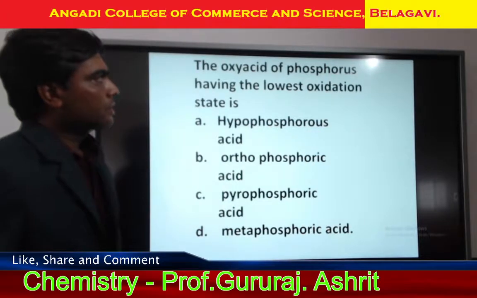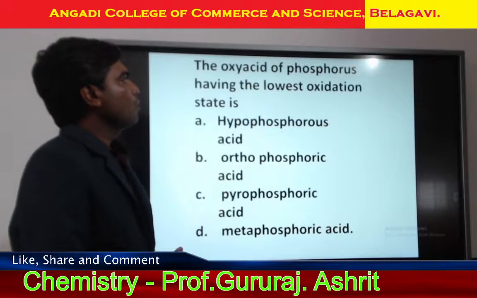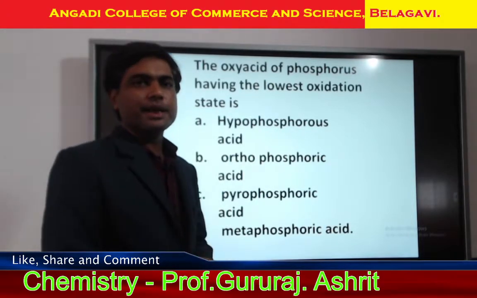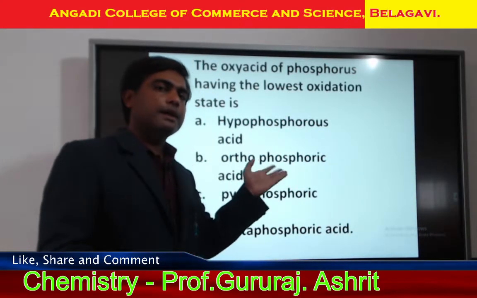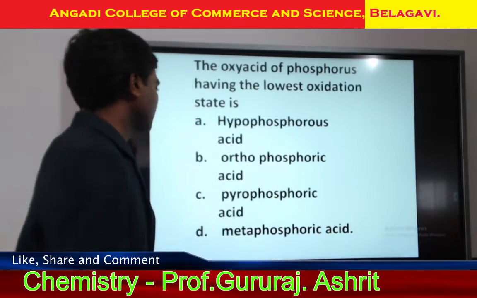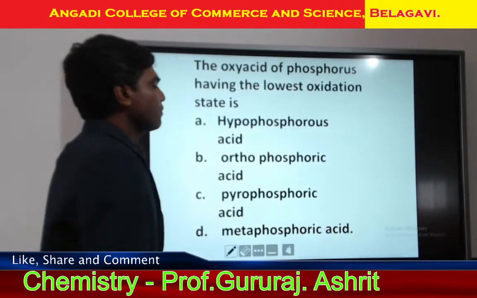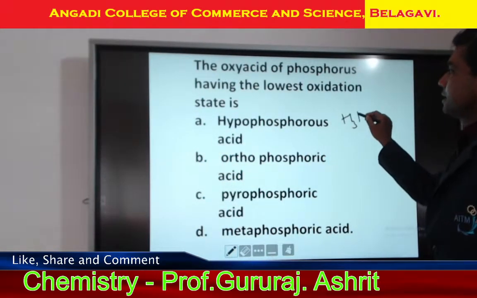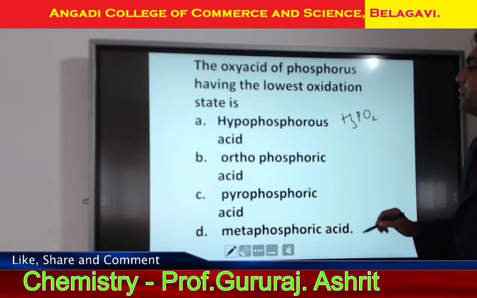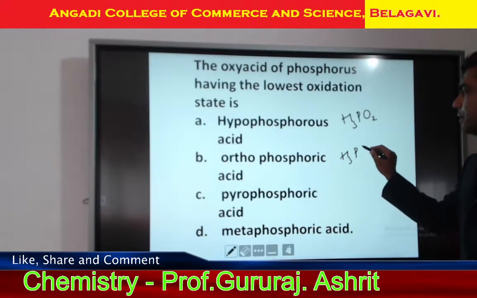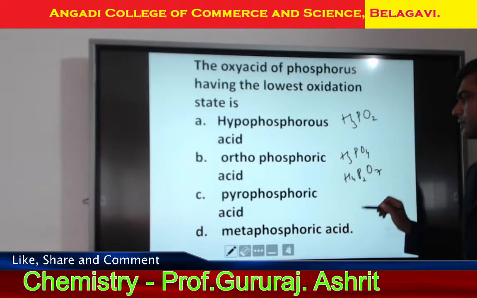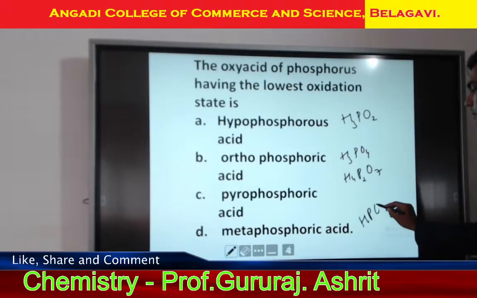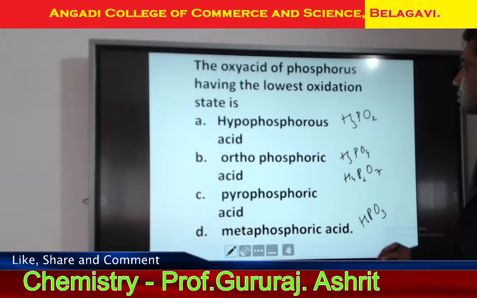The oxy acid of phosphorus having the lowest oxidation state is, again the same question we discussed yesterday regarding oxidation state. You should know the formula of that. Find the charge which will be lowest, that will be the answer. Okay. Hypophosphorous acid, H3PO2, orthophosphoric acid, H3PO4, pyrophosphoric acid, H4P2O7, and metaphosphoric acid, the formula is HPO3. So based on these formulas you can calculate the oxidation state.